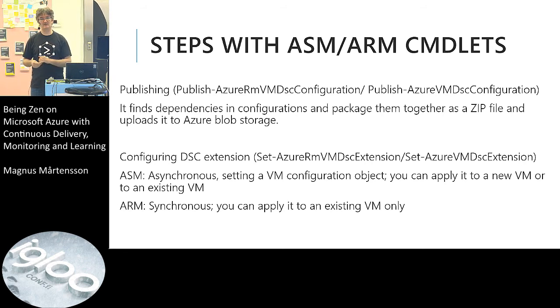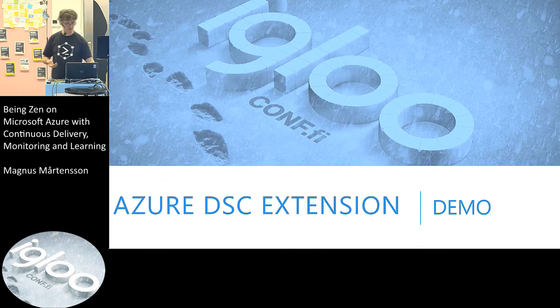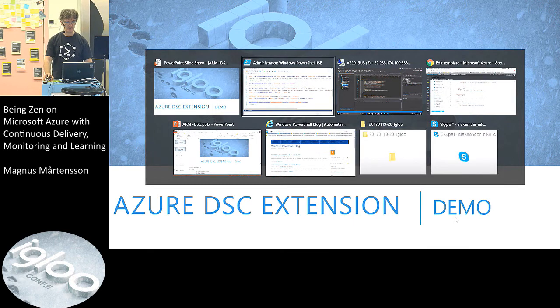The interesting thing is to notice the difference between Service Management and Resource Manager. For Service Management, we can use it with a machine that is new or an existing one. With ARM, we need to apply it to an existing machine. So once you start working with the ARM template, you will have dependsOn saying that first you need to have a VM, and then you can have an extension for it. So let me show you a DSC extension demo.